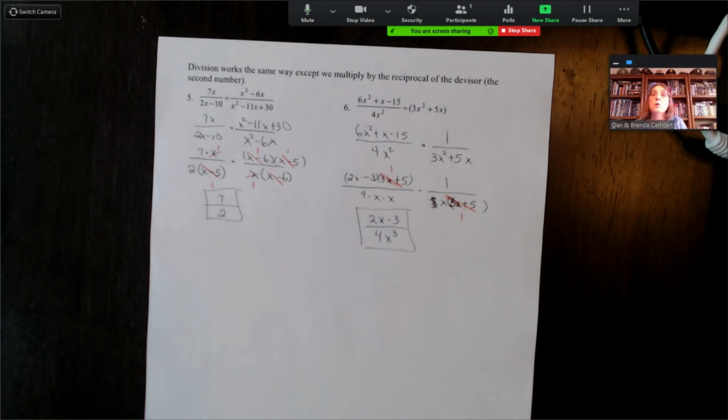So that's how we multiply and divide with rational expressions.